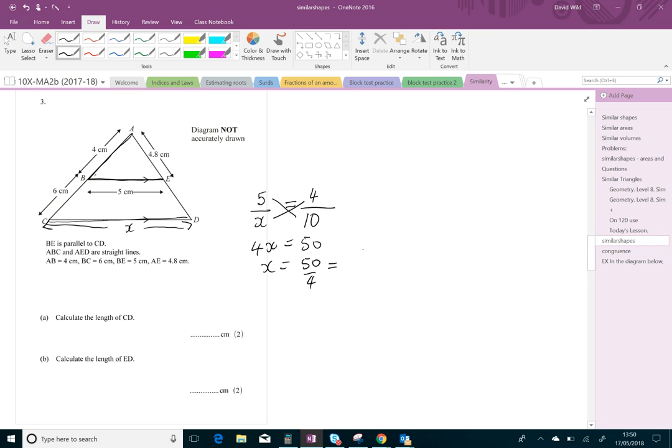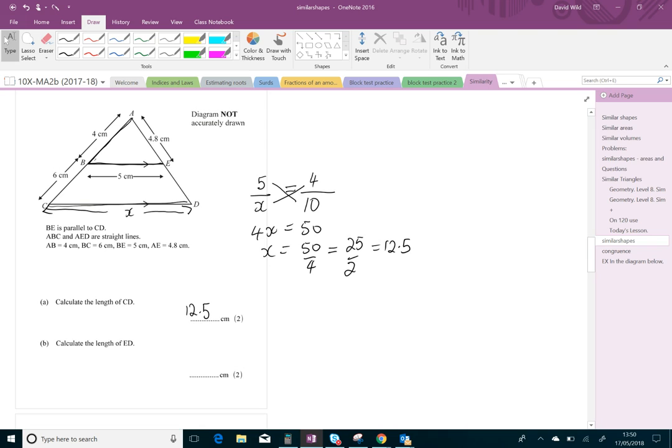25 over 2 is 12.5, or leave it as 25 over 2 if you prefer. Okay, now calculate the length of ED. So we're calculating this length, ED, let's call that y.